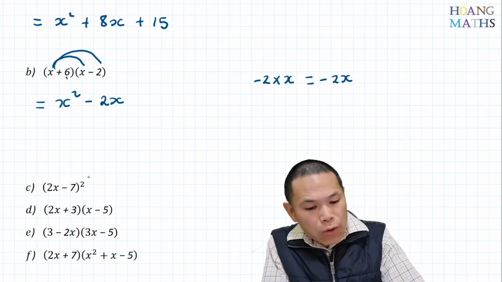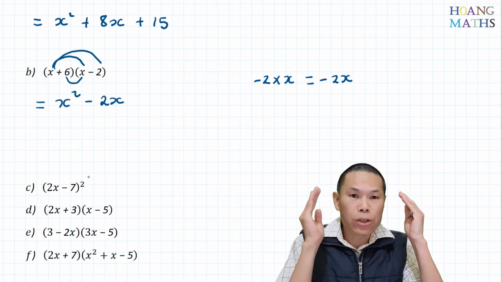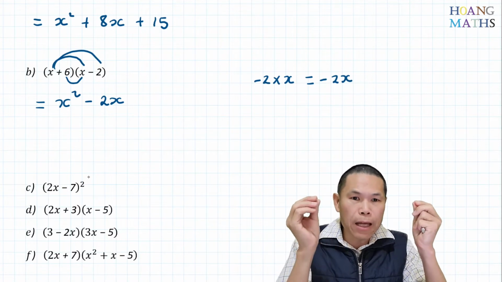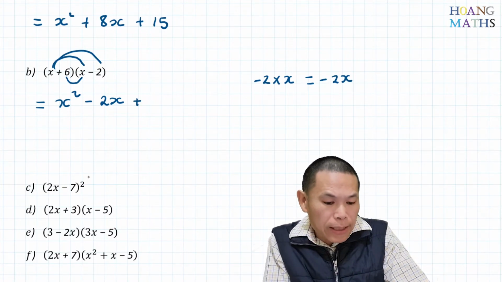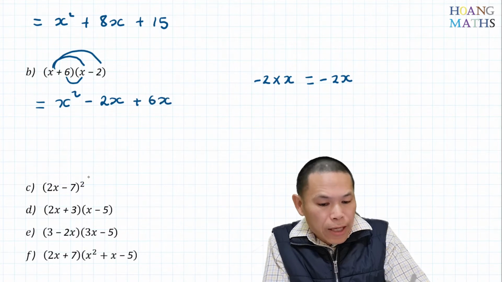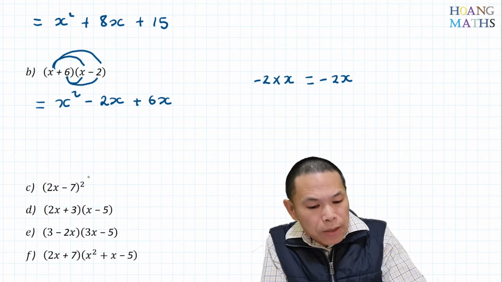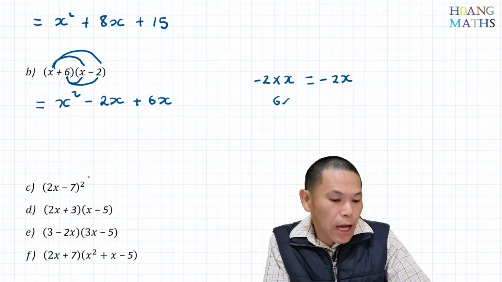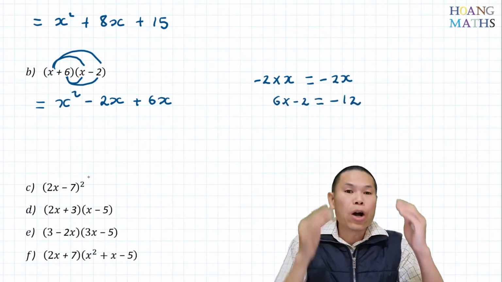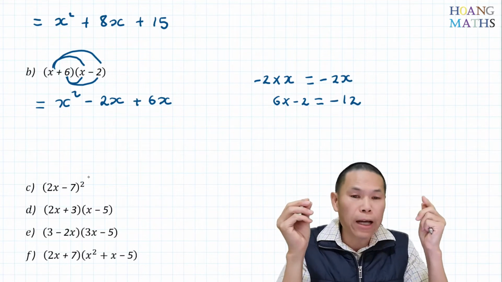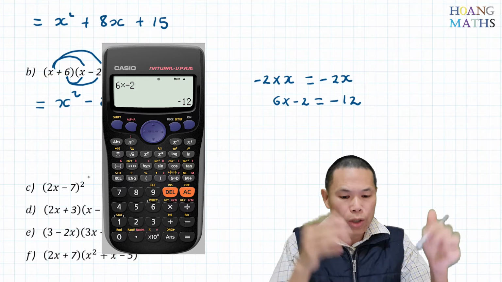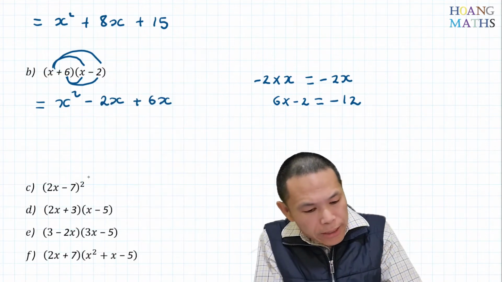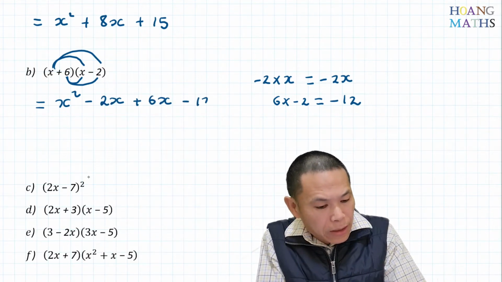And now we go 6 times x. 6 times x is 6x, that means plus 6x. Then we go 6 times negative 2. So 6 times negative 2 gives me negative 12. Otherwise, you can just put that in a calculator: 6 times negative 2, you should get negative 12. So the answer is minus 12.